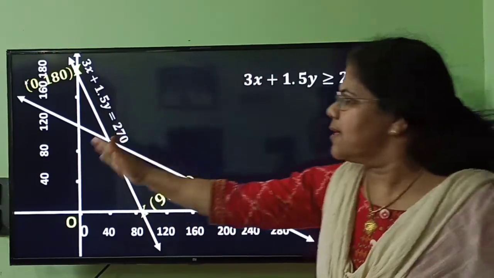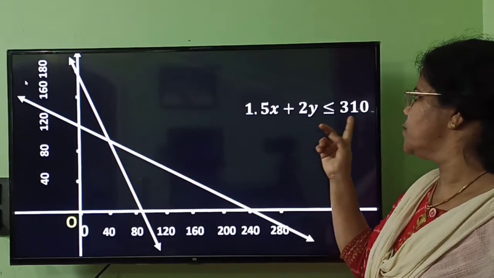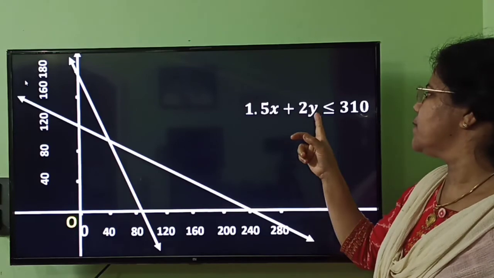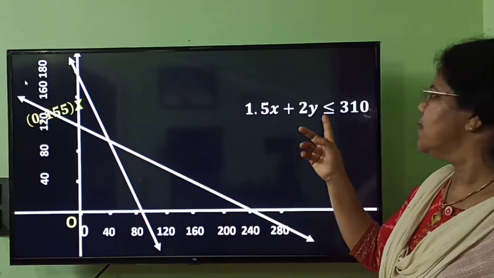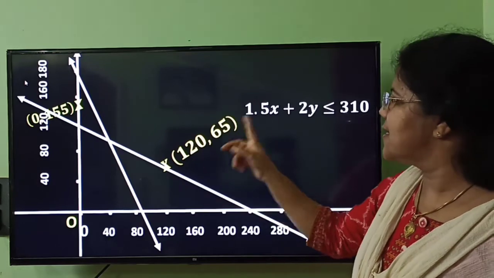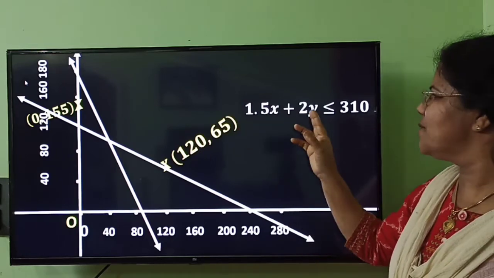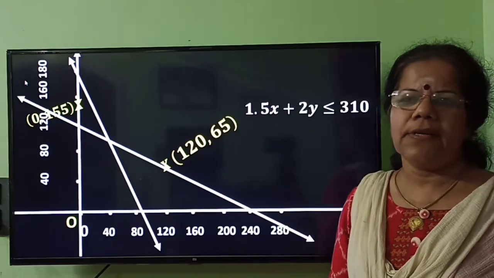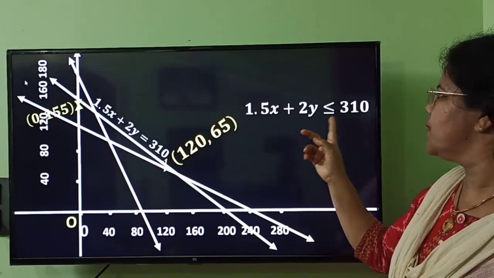Again x greater than 0, the first quadrant we have taken. Now the next constraint was 1.5x plus 2y less than or equal to 310. Here for plotting, x equal to 0, y is equal to 155, right? So 0, 155 is a point. When y is equal to 0, what happens? Here x is equal to 120 is taken. Calculation, I told you, you can select any point. Here instead of putting y equal to 0, x is equal to 120, the corresponding y value is 65. Then we got the line, the third line, that is 1.5x plus 2y is equal to 310.